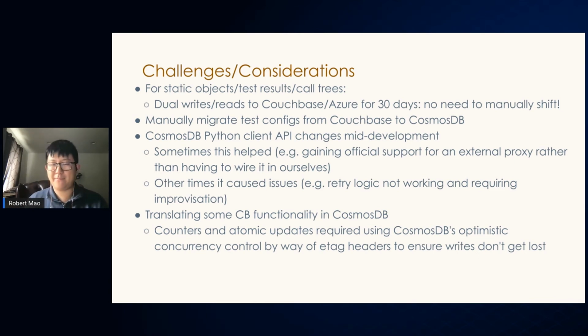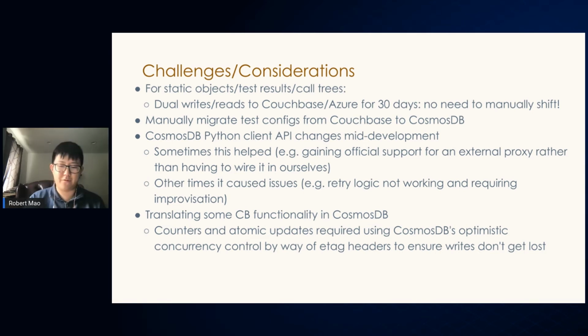After we were confident, about a week or two, that Azure was serving everything and nobody was complaining that they couldn't find the results, we then turned off writes to Couchbase entirely and decommissioned our Couchbase cluster, moving on to Azure entirely. Test configs, though, because those aren't aged out, unlike test results, we did have to manually migrate from Couchbase to Cosmos DB.